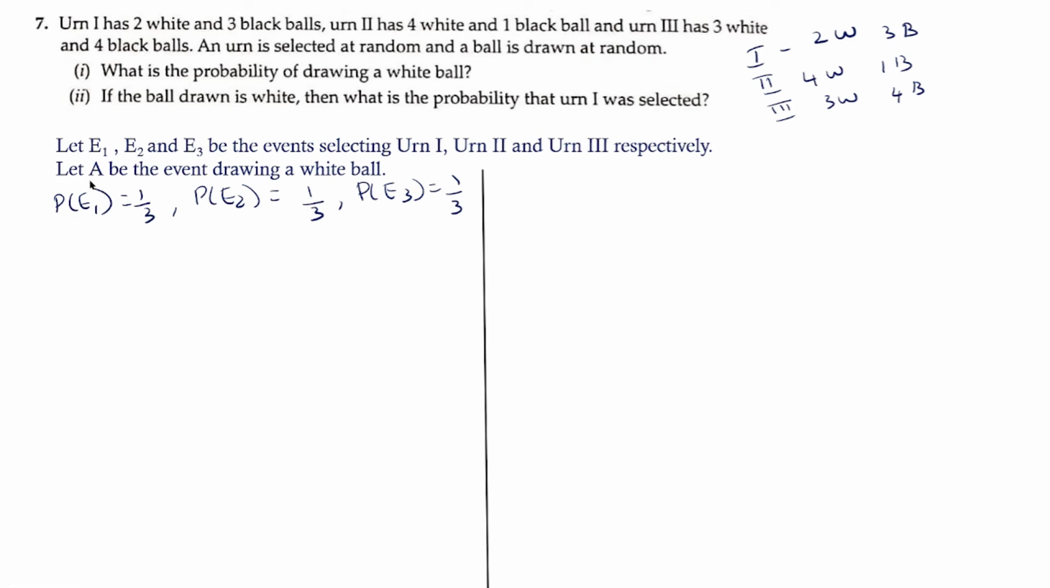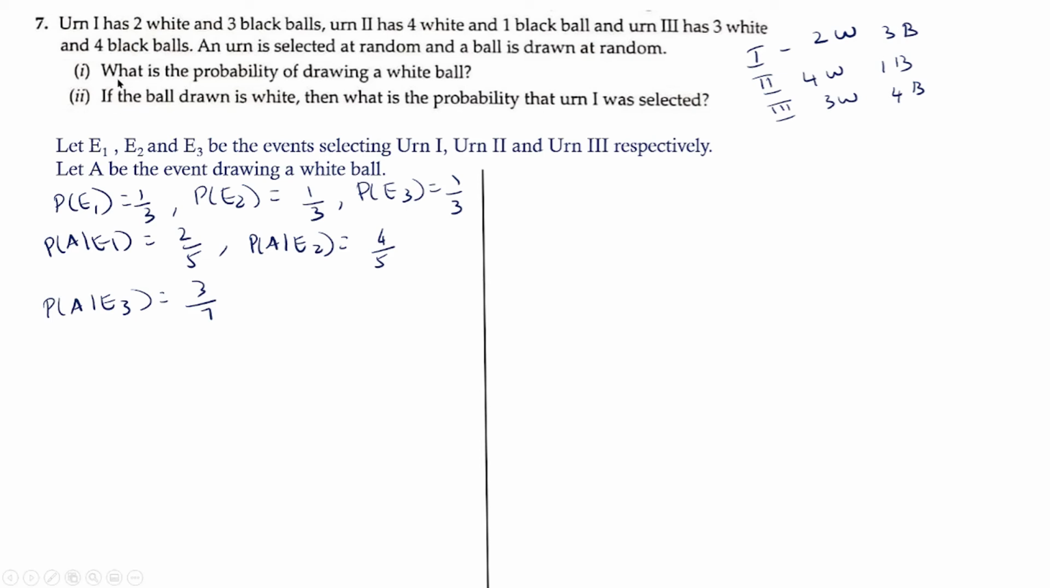So probability of A given E1 is drawing a white ball given it is from urn 1. So probability of A given E1 is equal to 2 by 5. Then probability of A given E2. So it is drawing a white ball given it is from urn 2. So probability of A given E2 will be 4 by 5. And probability of A given E3 is 3 by 7.